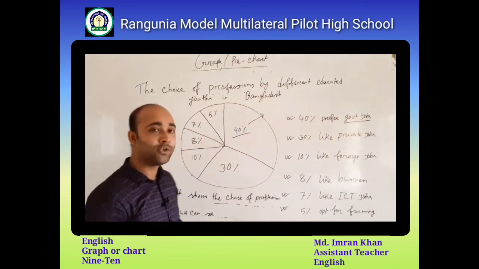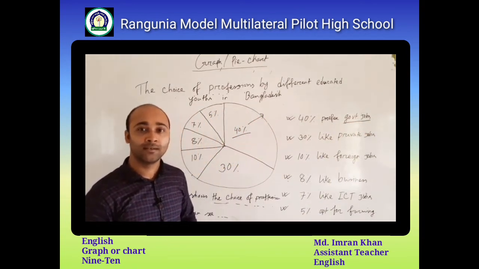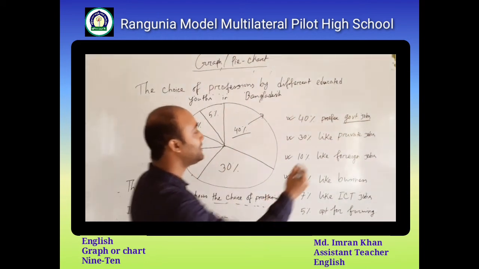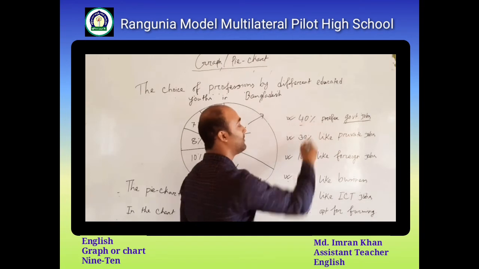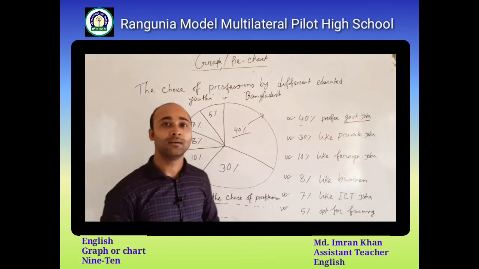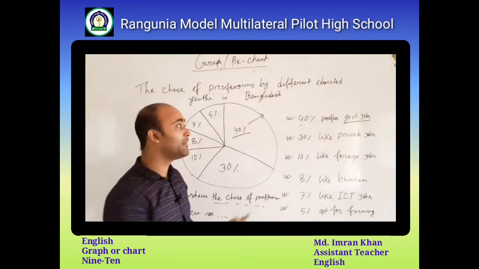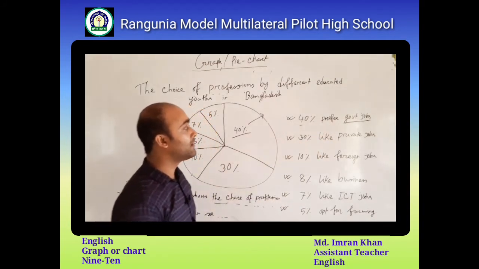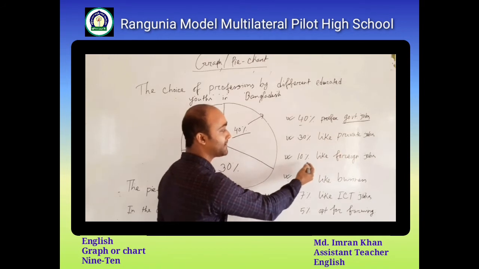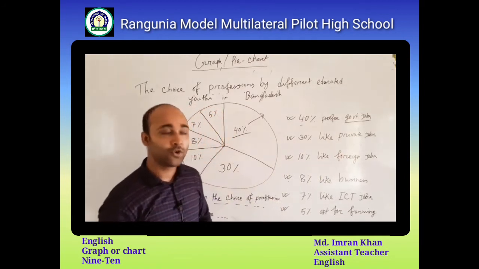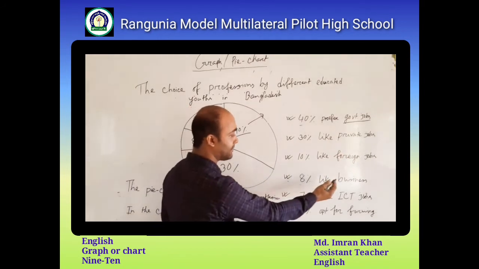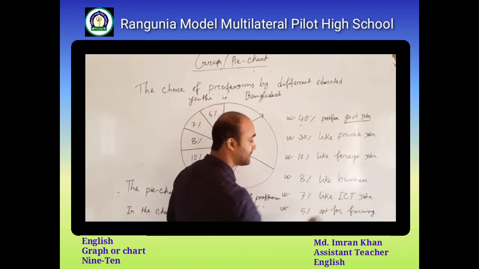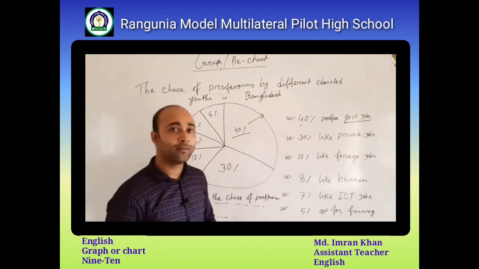That means our young generation prefer which job? 40% out of 100%, 40% of youth or the young generation prefer government job, and 30% like or prefer private job, 10% like foreign jobs, 8% like business, 7% like ICT jobs, 5% like farming.